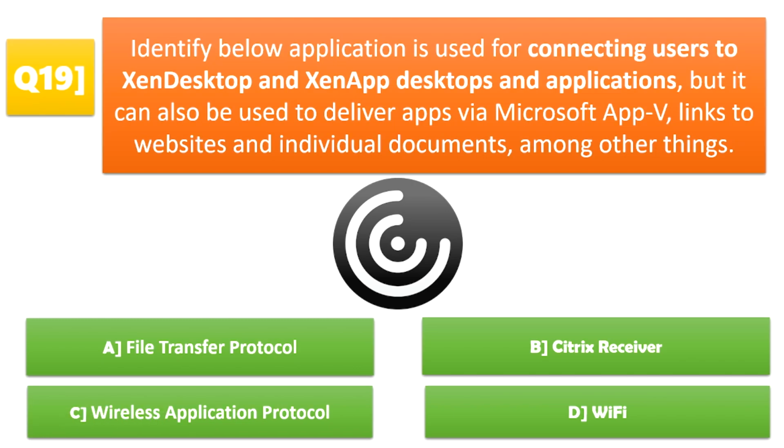Identify the below application used for connecting users to desktops and apps, but it can also be used to deliver apps via Microsoft app-V, links to websites and individual documents, among other things. A. File transfer protocol, B. Citrix Receiver, C. Wireless application protocol, D. Wi-Fi. B. Citrix Receiver is the correct answer.